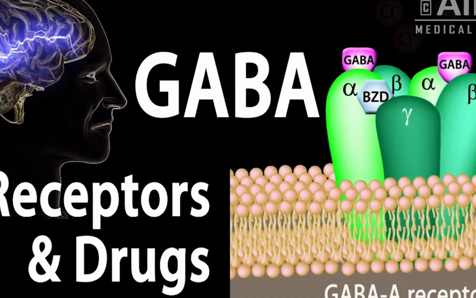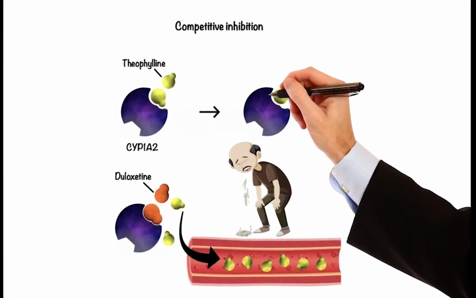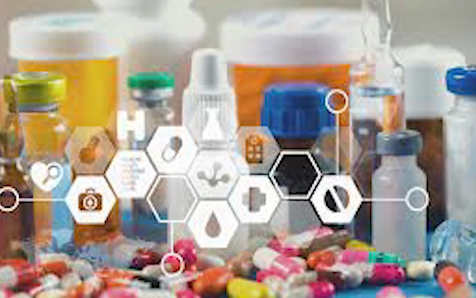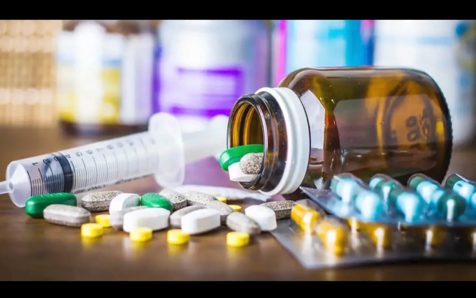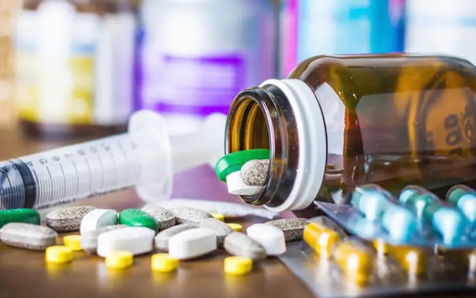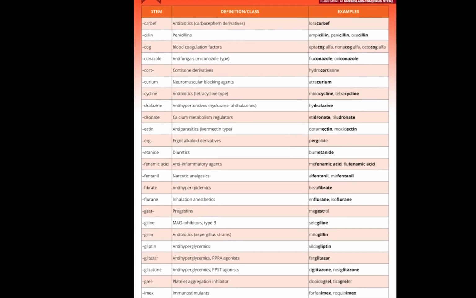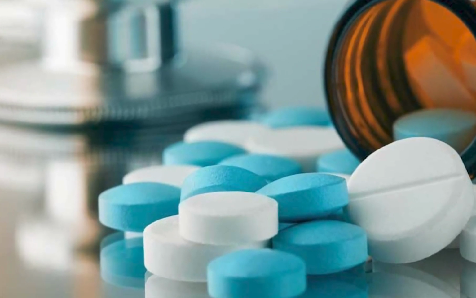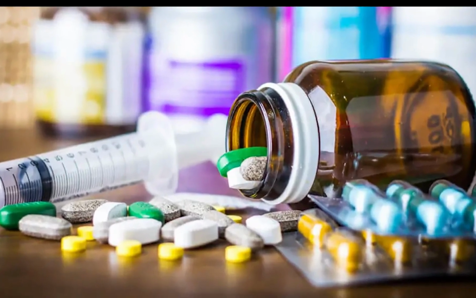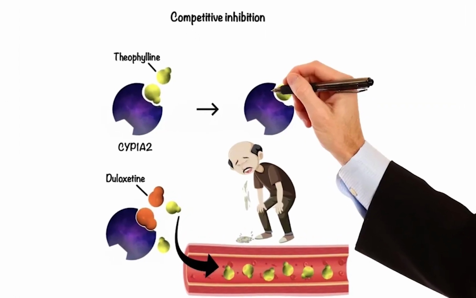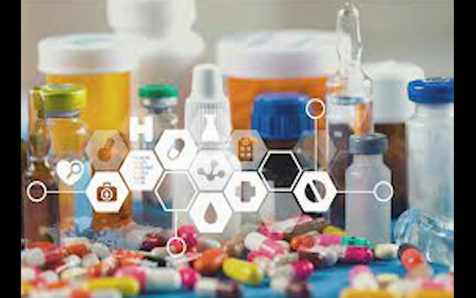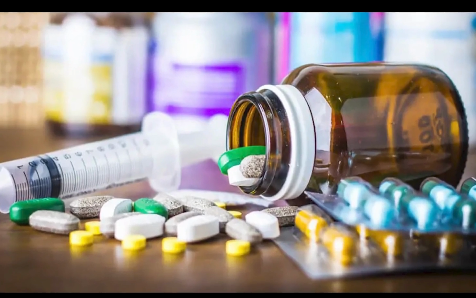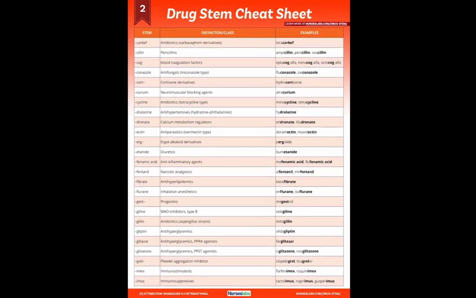Some block the virus from entering cells. Others stop the virus from copying itself. A few prevent the virus from leaving the cell to spread further. For example, acyclovir is used for herpes viruses. Oseltamivir, also called Tamiflu, can shorten flu symptoms if taken early, and in more serious infections. Antivirals, like those for HIV or hepatitis C, may be taken long-term to keep the virus under control. Antiviral therapy is often specific, meaning one drug may only work for one kind of virus. Let's now shift softly to antifungals.